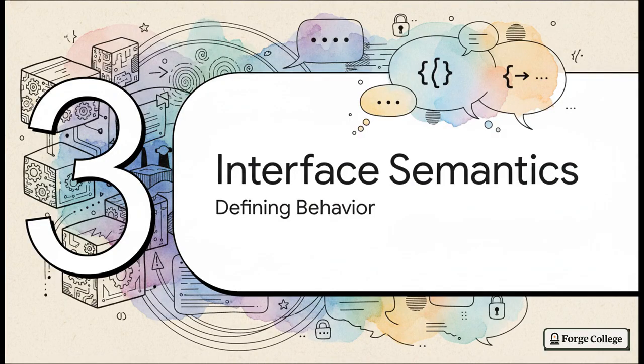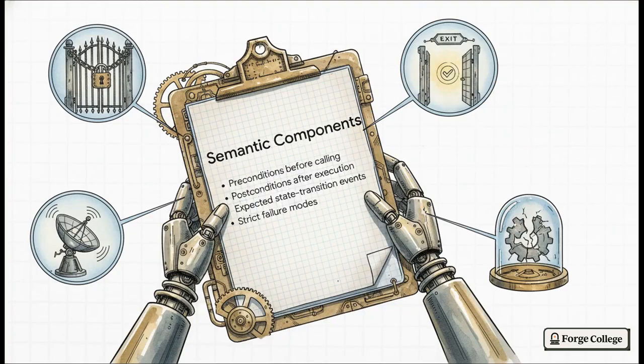Defining interface semantics. Now we need to figure out the exact behavioral language these modules are going to use to talk to each other. And no, this isn't just about picking clever names for your functions. We have to outline the complete behavioral contract. You need solid preconditions, meaning what absolutely must be true before this function even runs. Then postconditions, what guaranteed state changes are we promising after it finishes? You also need to map out the expected state transition events that get broadcasted on-chain for the world to see.